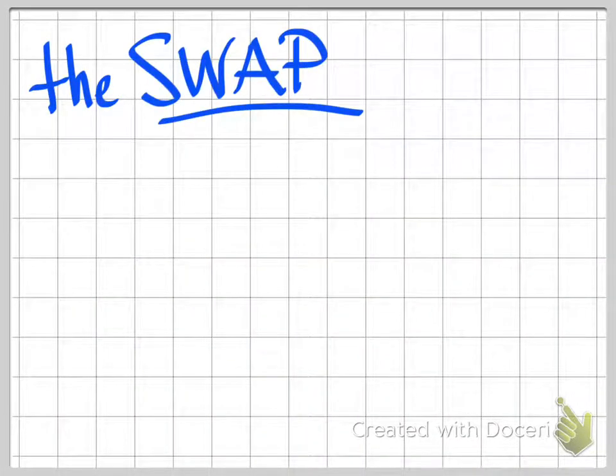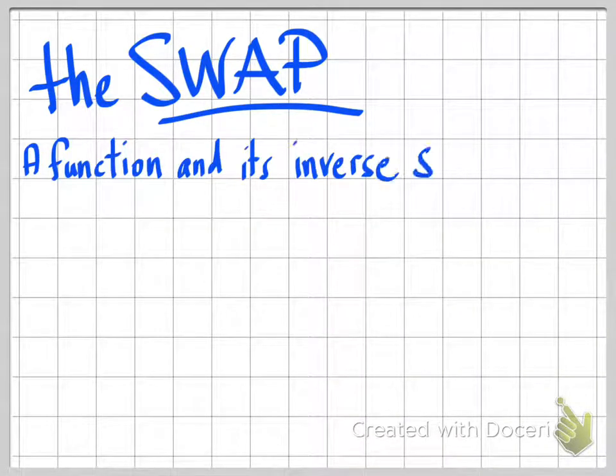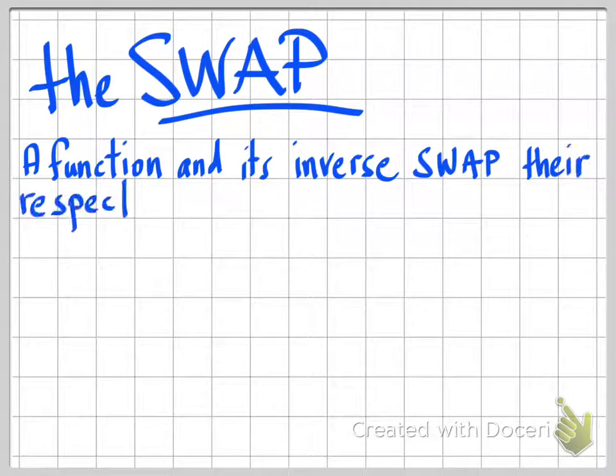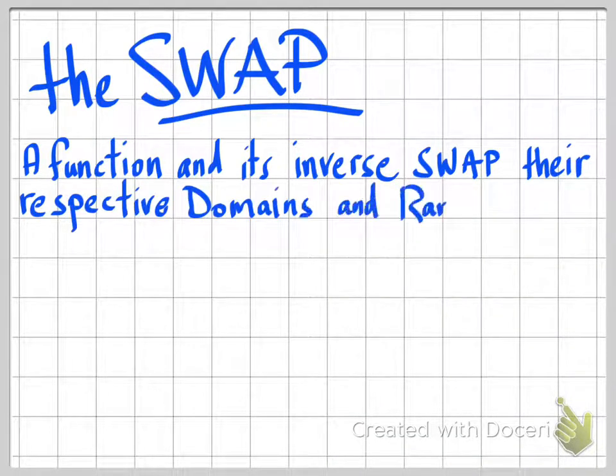The other extremely central idea to functions and their inverses is this thing that I call the swap. All right? In fact, this idea is so central it could almost be a definition of what an inverse really is. And what I mean by the swap is that a function and its inverse swap their respective domains and ranges. Okay? This is a critical concept about inverses, that they switch their x values and y values. The domain and range are swapped from a function to its inverse.